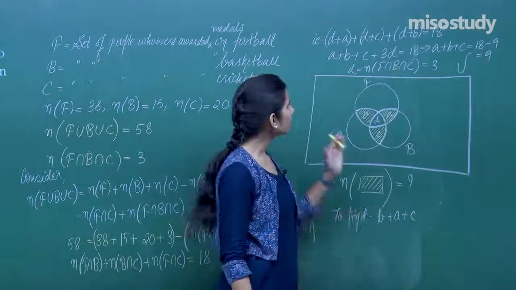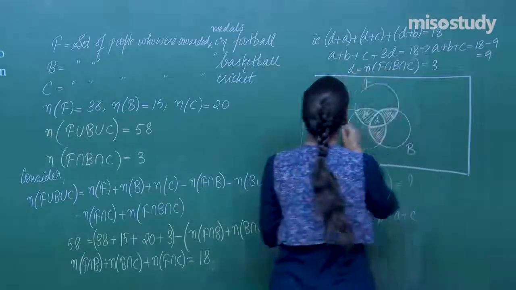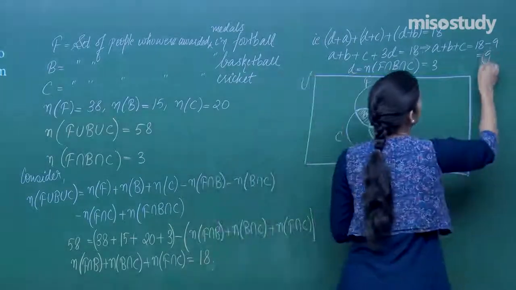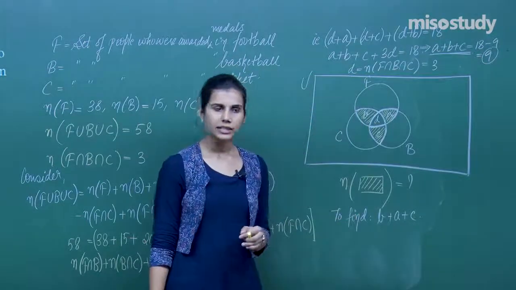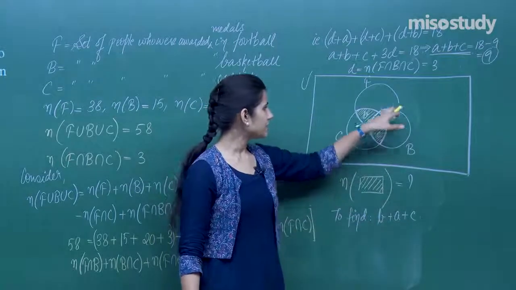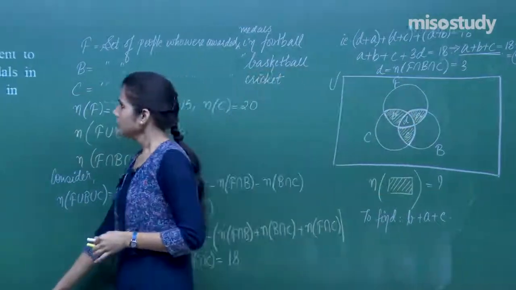Your answer is number of people who play exactly 2 out of the given 3 sports are 9 people, because A plus B plus C is coming out to be 9. Is it clear? That is what we wanted to find, A plus B plus C, that is the number of members in the shaded region.